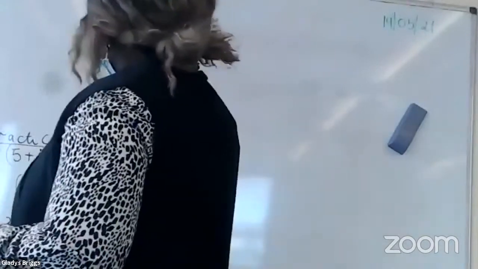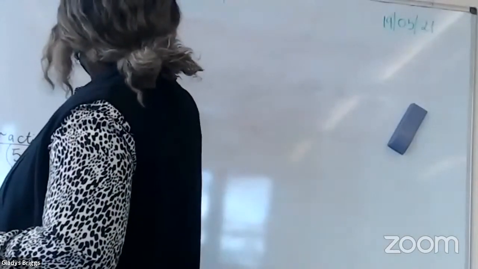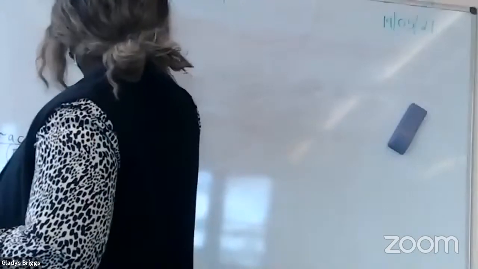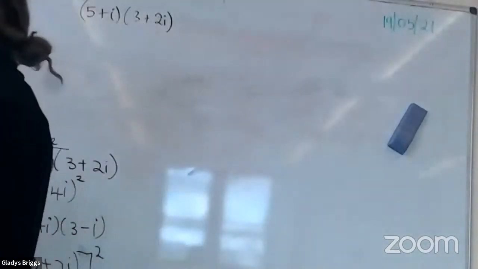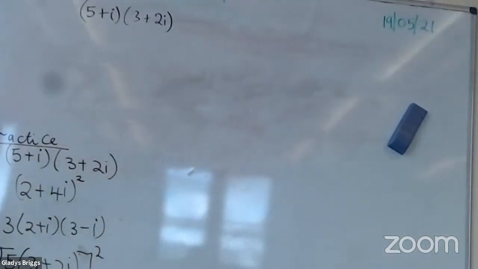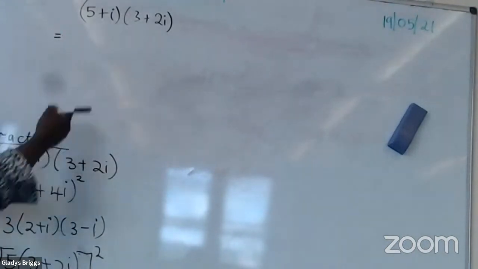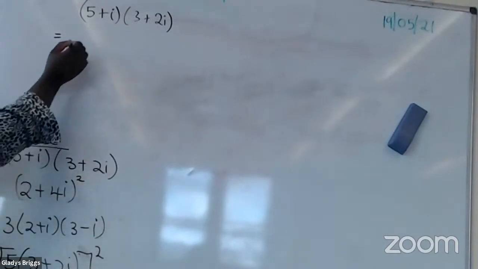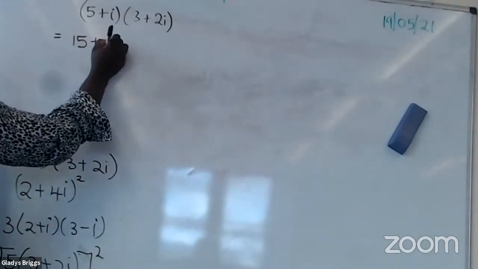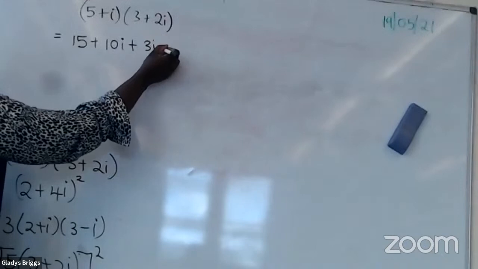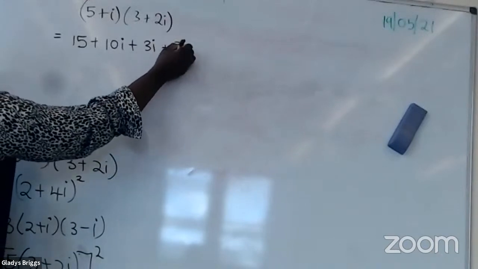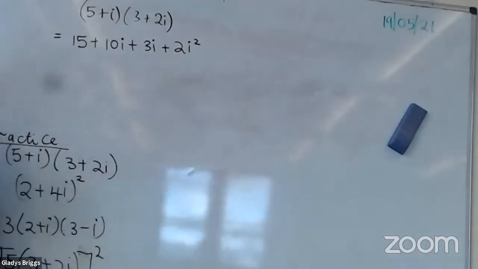Okay, so the first one was 5 plus i times 3 plus i. Did any of you do that one? What did you get? Nobody wrote in the chat. You're all tired at this point. Okay. 15? 10i, yeah. Plus 3i, yeah, plus 2i squared. Okay. So what should you do next now?